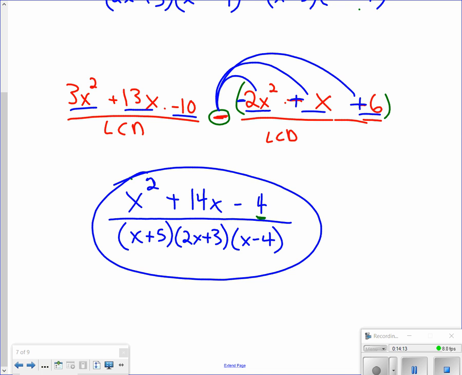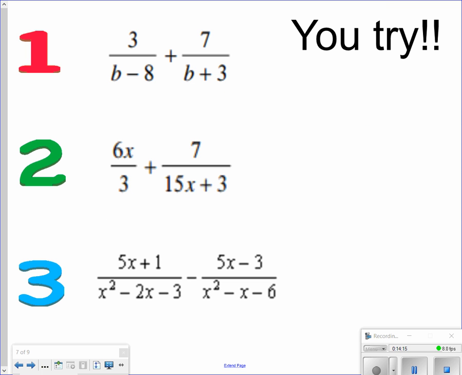Here's a couple for you to try. See how they go. Follow the examples we did before. Pause it. And there are your answers.